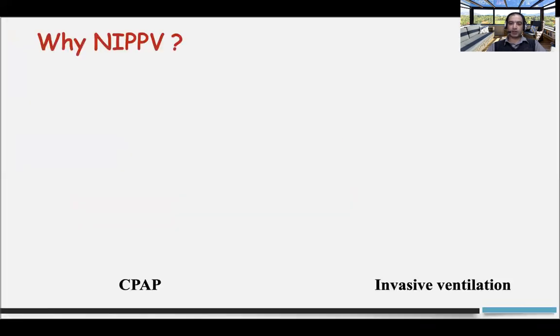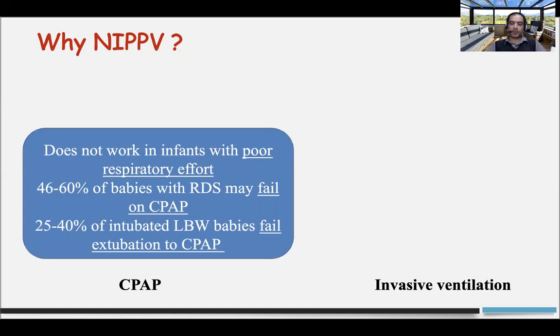Now, we know that CPAP has been the backbone of respiratory support, and it is useful as well as does not have the majority of the complications associated with invasive ventilation. Then why do we need NIPPV? It is because despite CPAP being an excellent modality, it does not work in patients with poor respiratory efforts, especially in apnea, and 40 to 60% of the babies with RDS may fail CPAP, especially the VLBW babies.